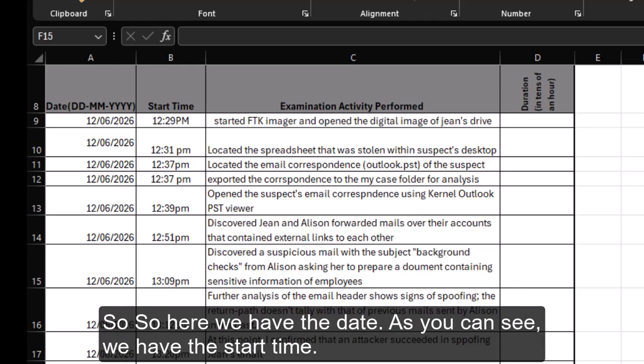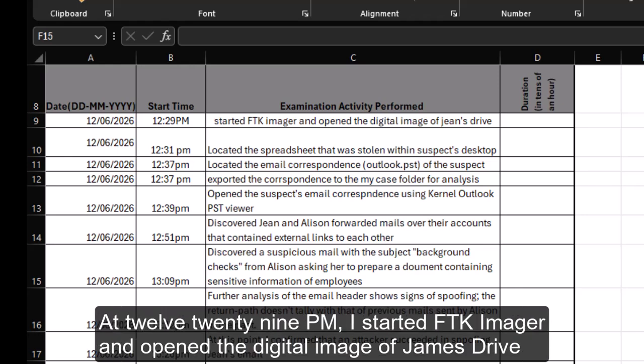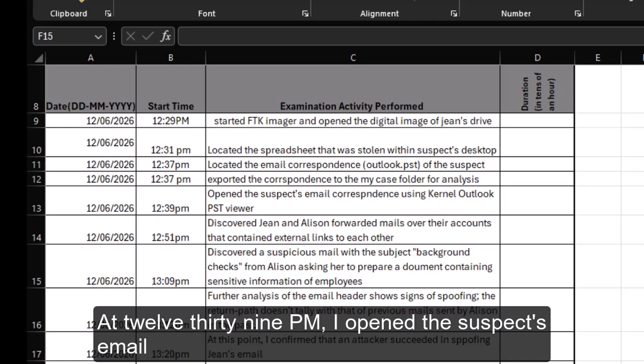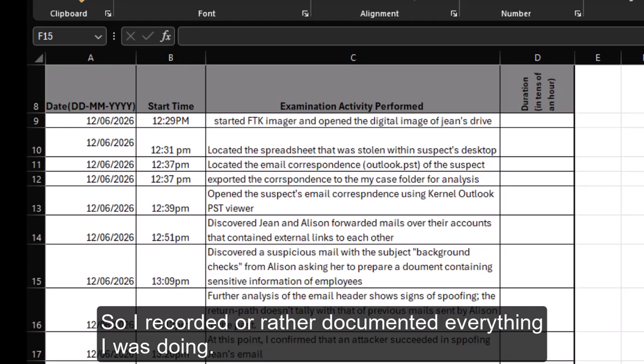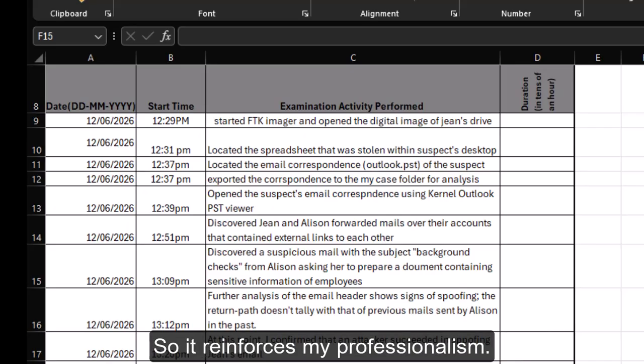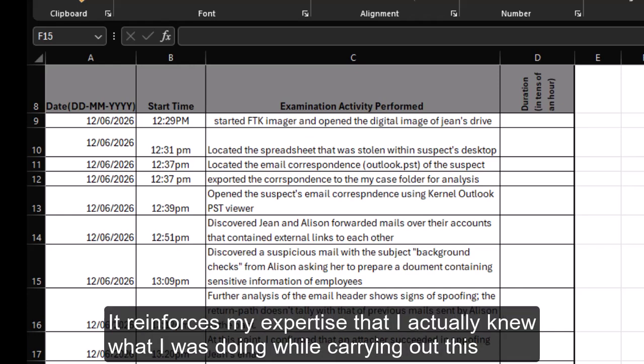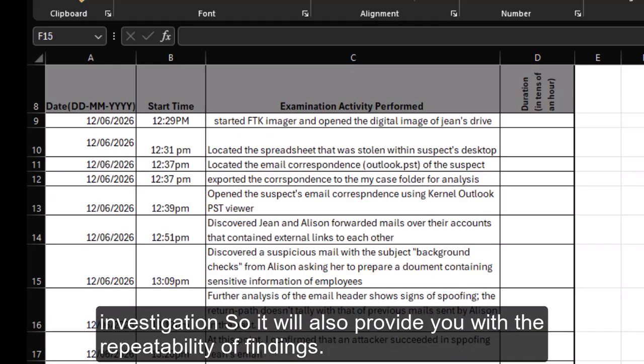So here we have the date. As you can see, we have the start time at 12:29 p.m. I started FTK Imager and opened the digital image of Jane's drive. 12:39 p.m. I opened the suspect's email correspondence using Kernel Outlook PST viewer. So I documented everything I was doing. It reinforces my professionalism, it reinforces my expertise that I actually knew what I was doing while carrying out this investigation. It will also provide you with the repeatability of findings.